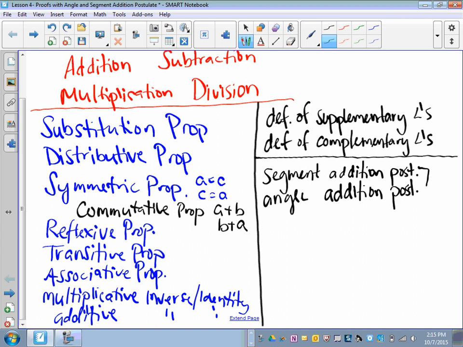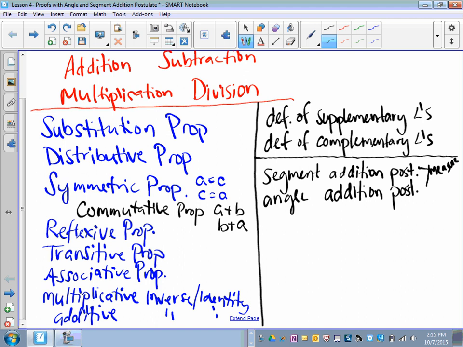And remember that these are talking about the measure of our segments and angles. You say the measure of AB plus the measure of BC equals the measure of AC. Angle addition postulate: the measure of angle 1 plus the measure of angle 2 equals the measure of the whole angle. So make sure you remember that these are talking about measure. It's really important for proofs that you remember the difference between measure, equals, and congruency. So we'll talk about that next.